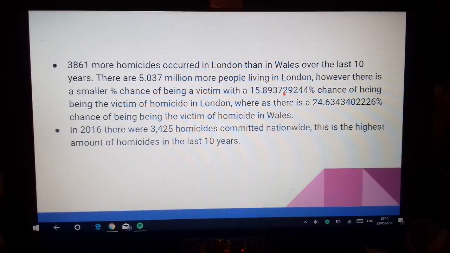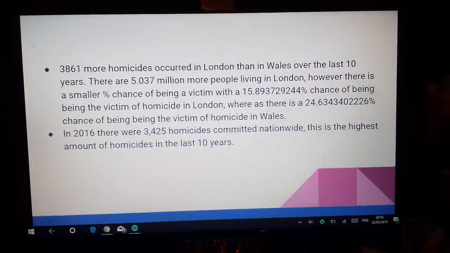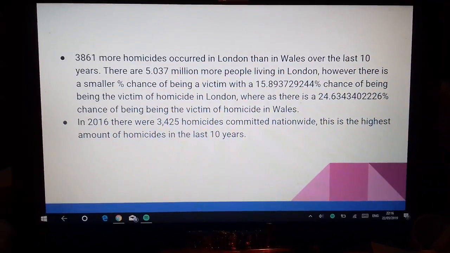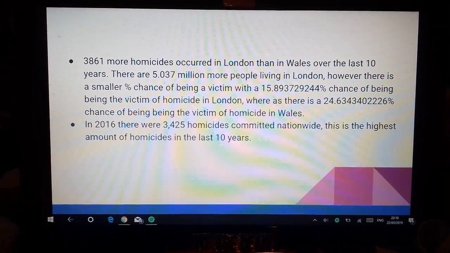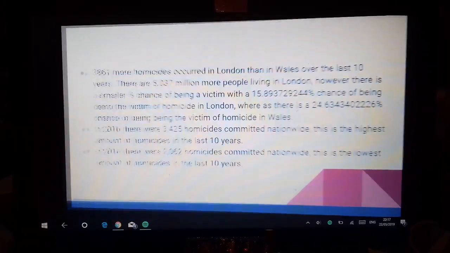2016, there were 3,425 homicides occurring nationwide, which has been the highest amount in the last 10 years.